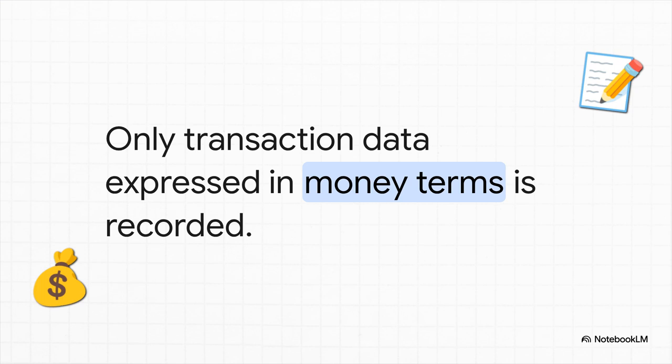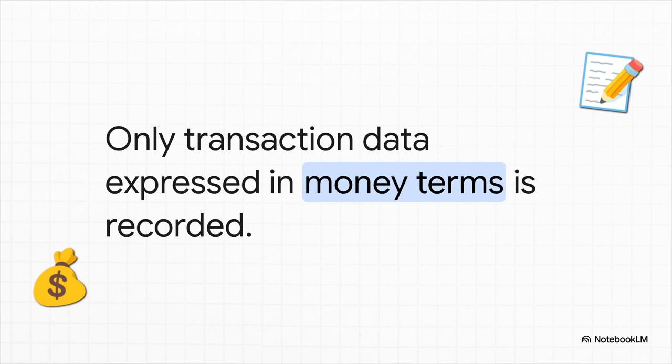This rule basically states that you only include transaction data capable of being expressed in money terms. It's the vital pillar that actually supports the cost principle we just talked about. This means if an event cannot be expressed in cold hard currency, like, say, the exceptional health of the company's owner, or how great the customer service is, or the soaring morale of your employees, it simply isn't recorded.